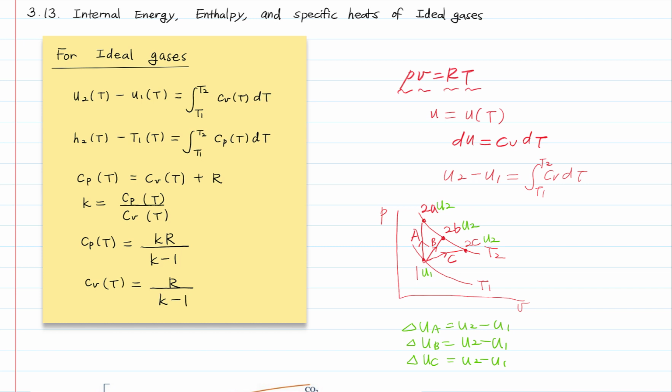So the internal energy at any state on the constant temperature line of T1 is constant, U1. The internal energy at any state on the constant temperature line of T2 is constant, U2. Since the internal energy and constant volume specific heat are only a function of temperature, the change in internal energy between the two temperatures is independent of the process.